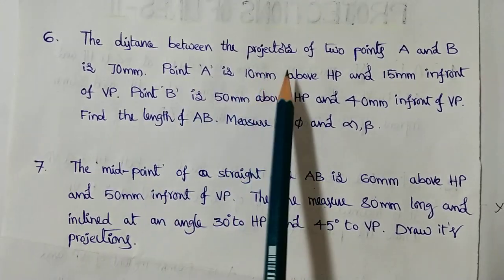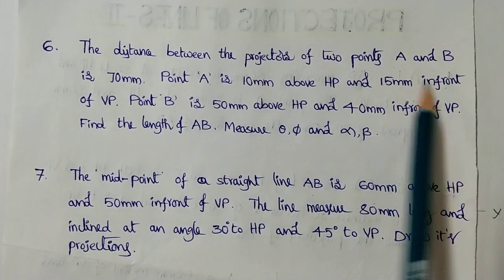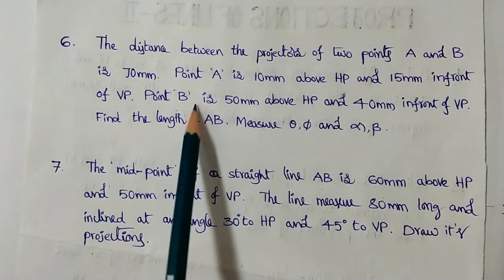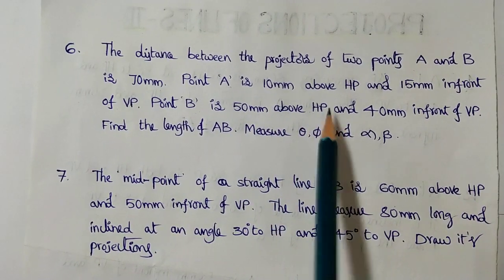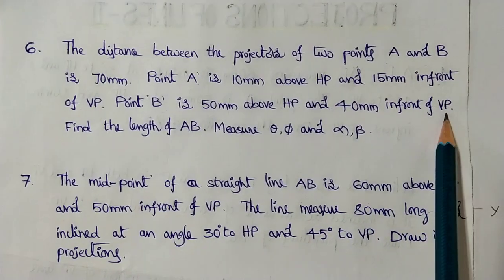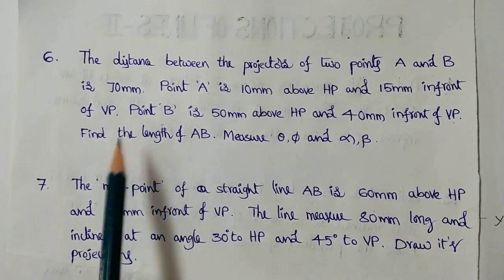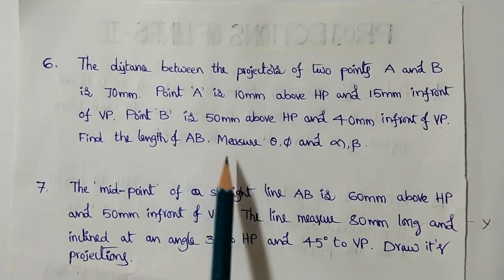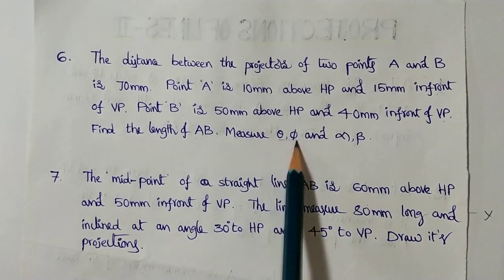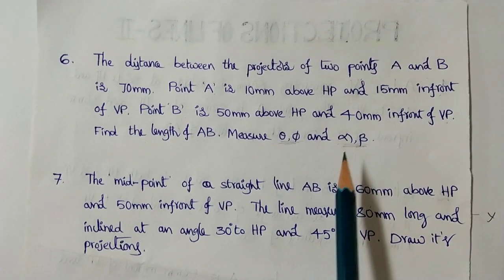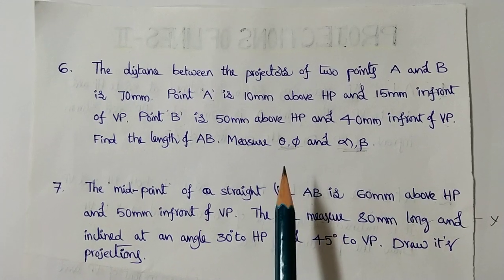Point A is 10 mm above HP and 15 mm in front of VP. Point B is 50 mm above HP and 40 mm in front of VP. Find the length of AB, that means true length of AB, and measure true inclinations and apparent inclinations. So this is the problem.